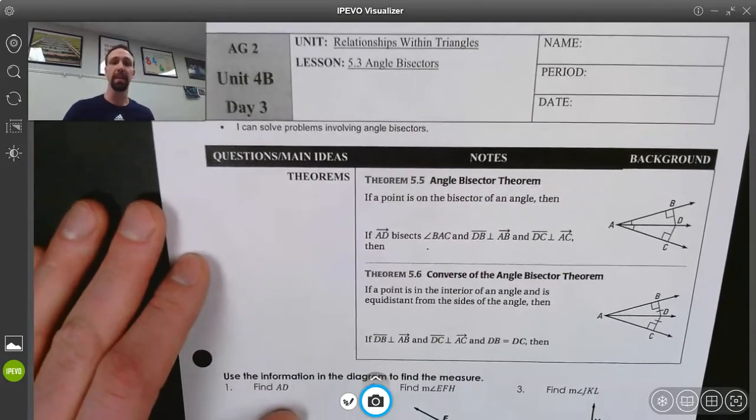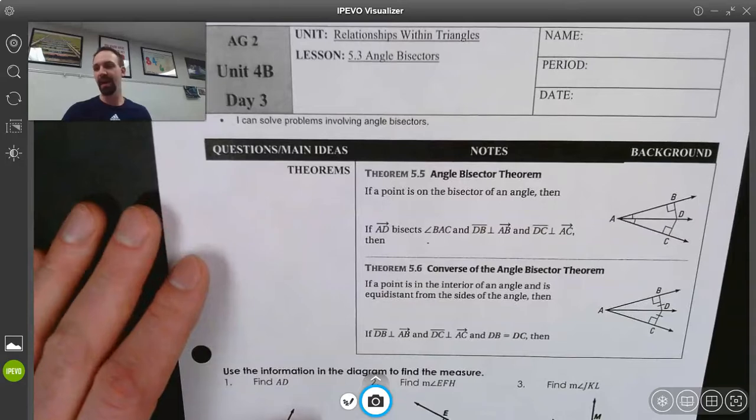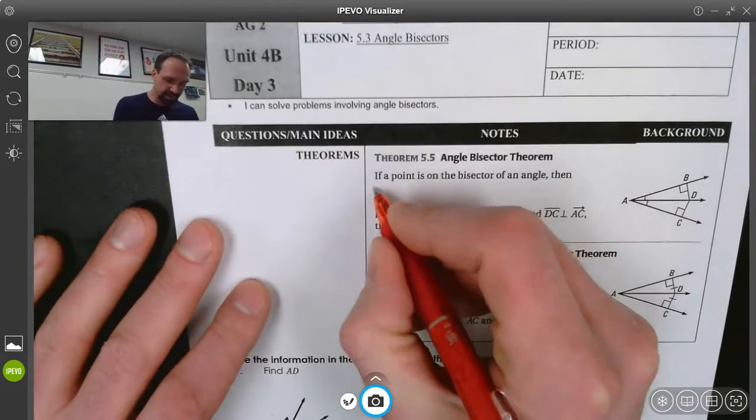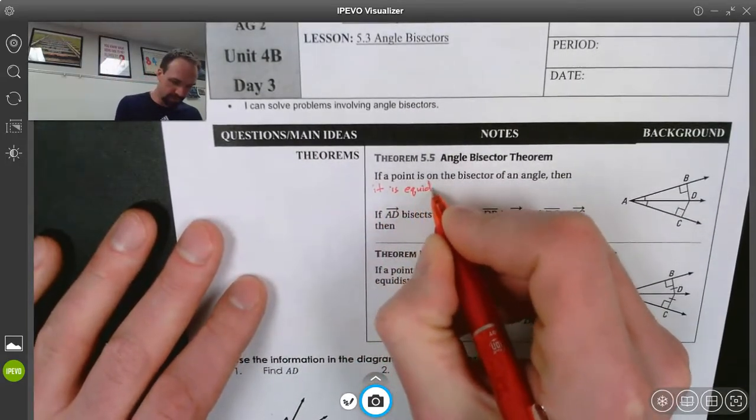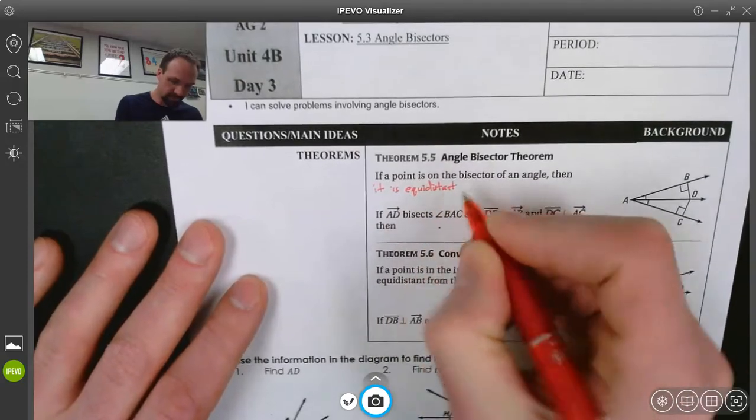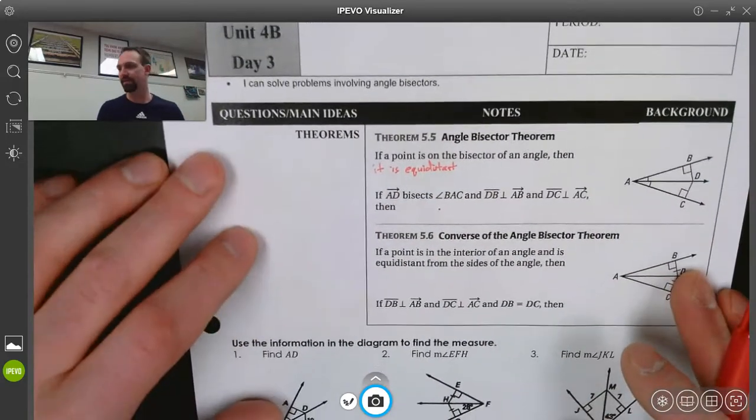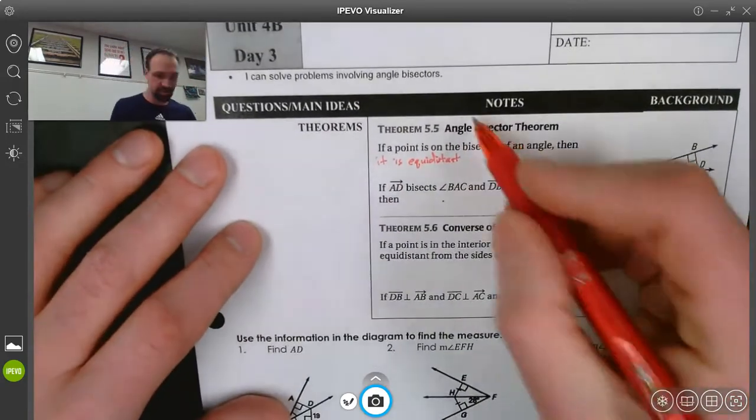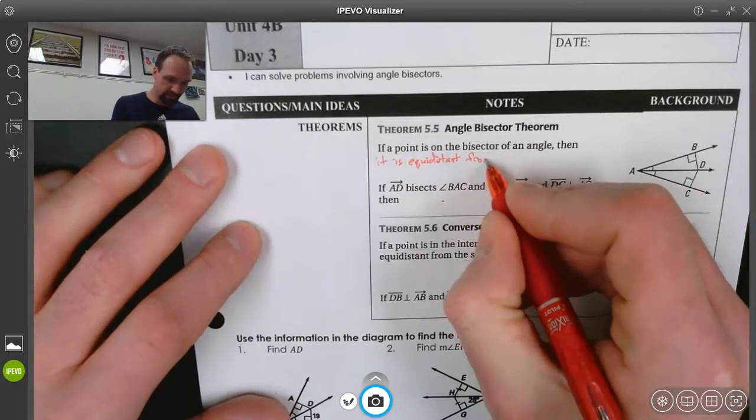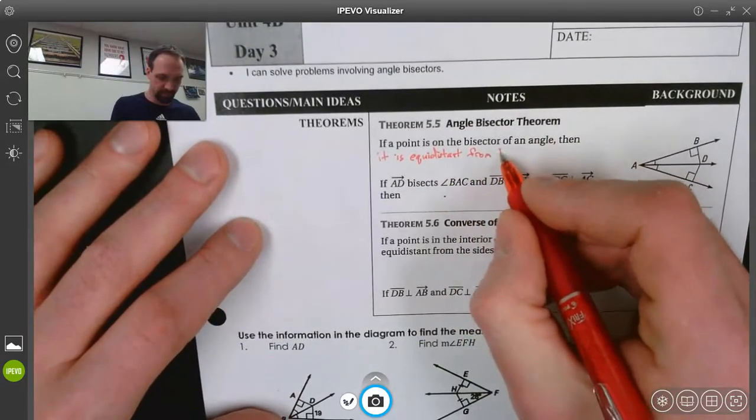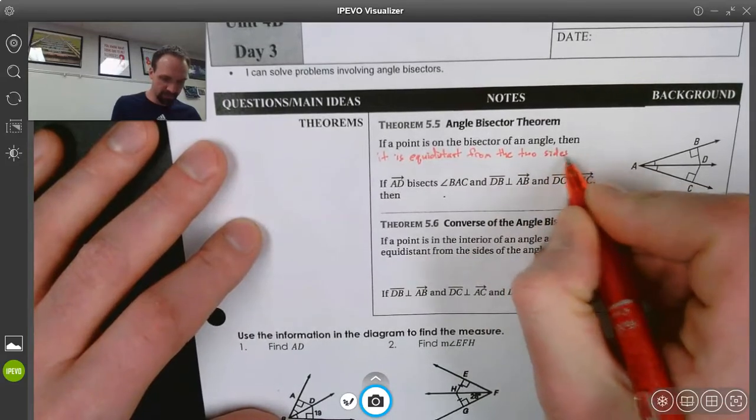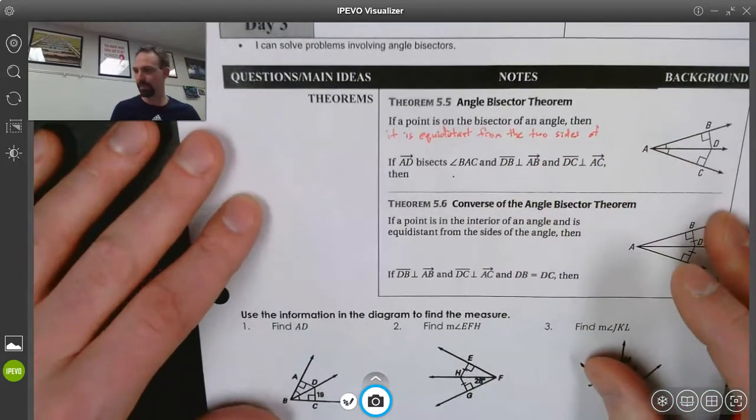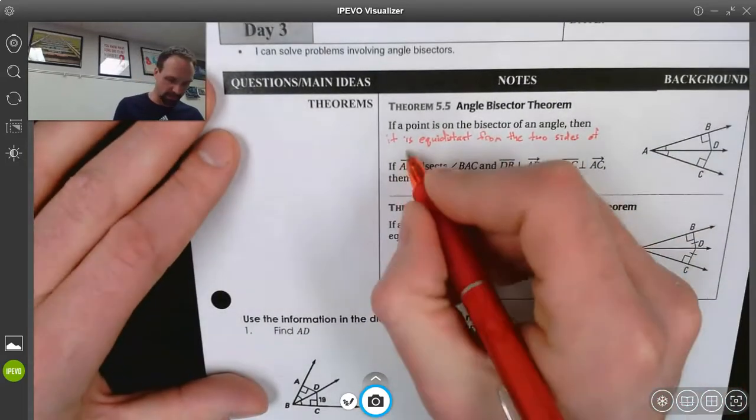If a point is on the bisector of an angle, then it is equidistant from the two sides of the angle.